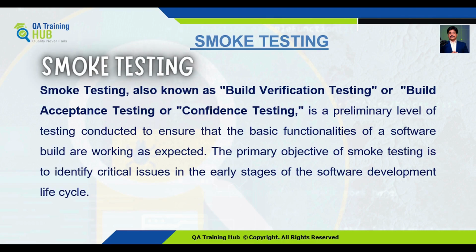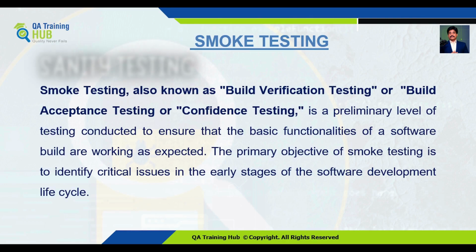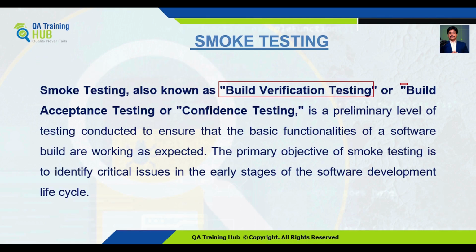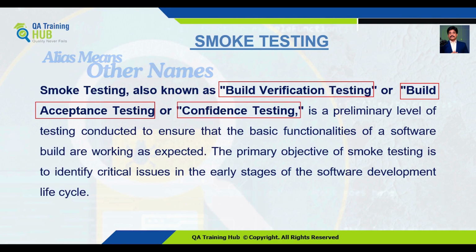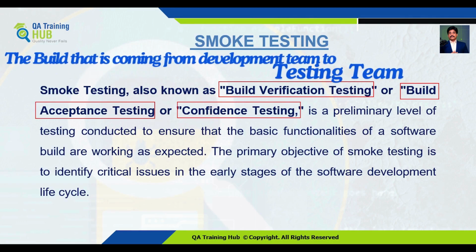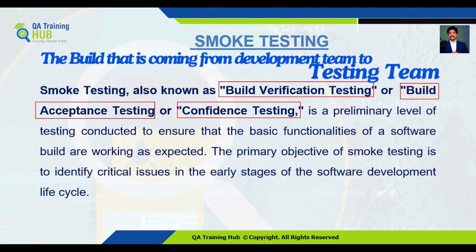In that, first we can see smoke testing. Second, we can see sanity testing. What is smoke testing? Smoke testing has many alias names: build verification testing, BVT; build acceptance testing, BAT; and confidence testing, called CT. These are the alias names. Alias means other names. Actually, it is always performed on an unstable build, the build which is coming from the development team to the testing team.